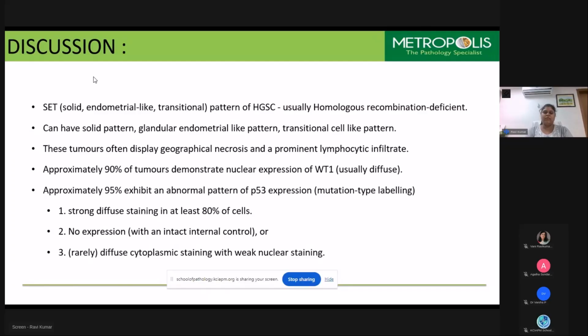Approximately 90% of high-grade serous tumors demonstrate nuclear expression of WT1, which is usually diffuse. So in our case, WT1 positivity rules out endometrioid and also rules out transitional cell, that is malignant Brenner. Approximately 95% exhibit an abnormal pattern of P53 expression. This is seen as either a strong diffuse staining in at least 80% of cells, or it may be a null expression with an intact internal control, and rarely a diffuse cytoplasmic staining with weak nuclear staining.